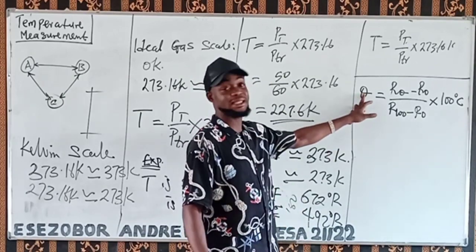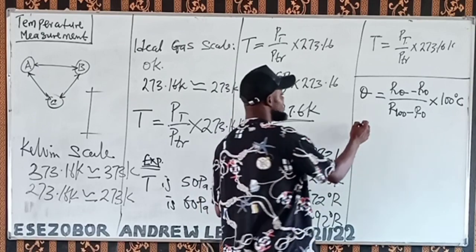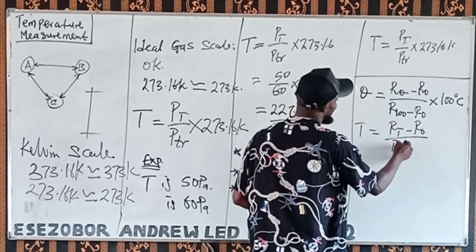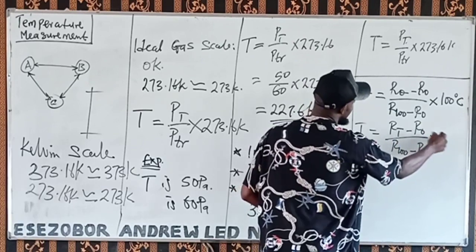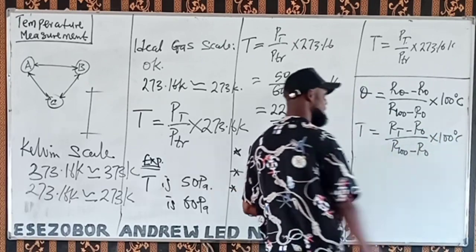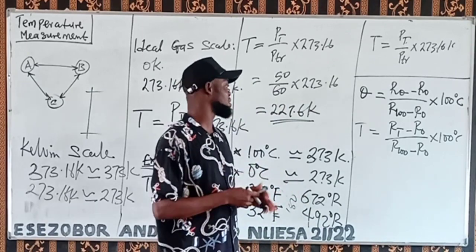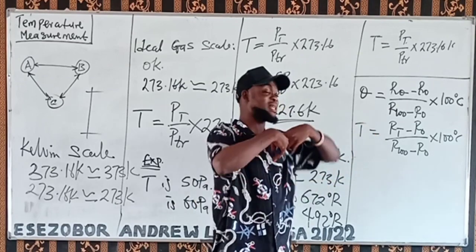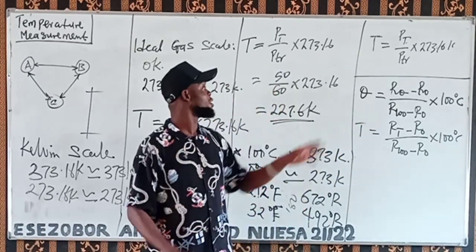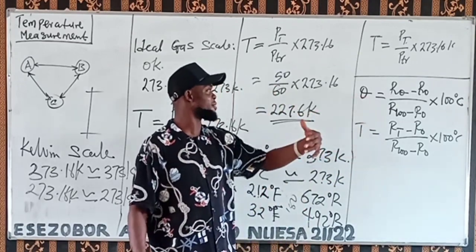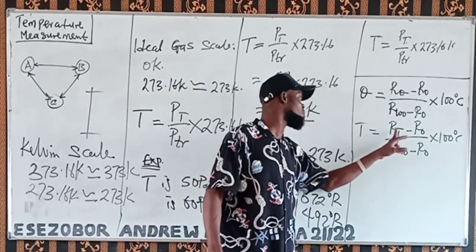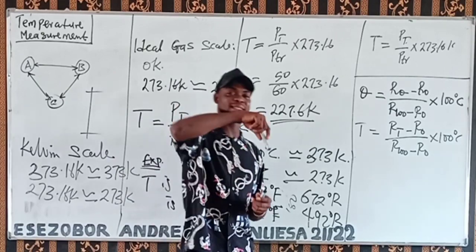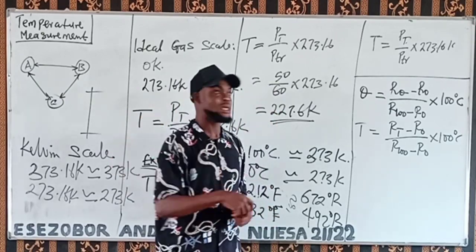Now, what is the meaning of theta? Theta is your unknown temperature. I can also say t is equal to R t minus R 0 all over R 100 minus R 0 times 100 degrees Celsius, not in Kelvin. I can use any symbol, as far as it's an unknown value, no problem. R theta, or R t, is the resistance at the unknown temperature.